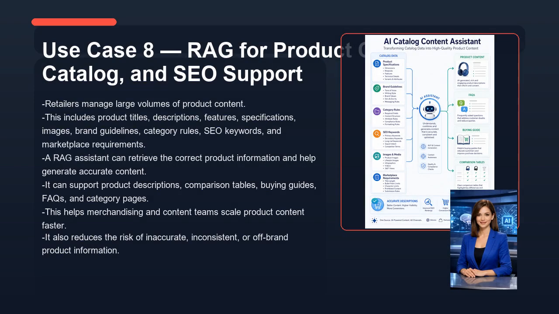Now let's look at use case 8, RAG for product content, catalog, and SEO support. Retailers manage large volumes of product content. This includes product titles, descriptions, features, specifications, images, brand guidelines, category rules, SEO keywords, and marketplace requirements. A RAG assistant can retrieve the correct product information and help generate accurate content. It can support product descriptions, comparison tables, buying guides, FAQs, and category pages. This helps merchandising and content teams scale product content faster. It also reduces the risk of inaccurate, inconsistent, or off-brand product information.